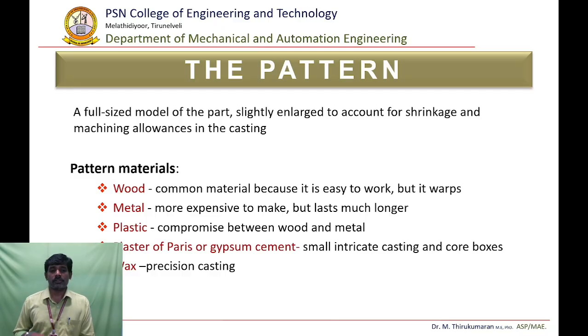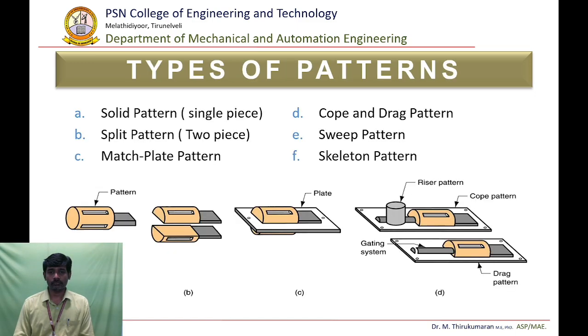Generally, the pattern material used is wood. Somewhat costlier, a more costly pattern is made of metal. In some cases the wooden material is replaced with plastic patterns, but mostly people use wooden materials alone. Next is gypsum cement, and the last one is wax. Wax is used in precision casting methods.